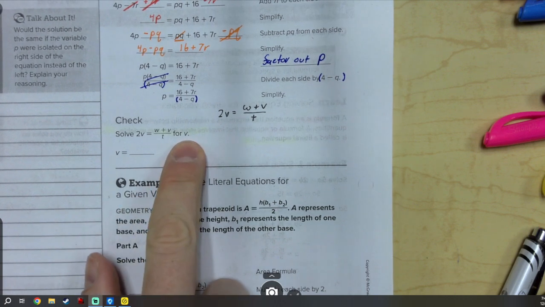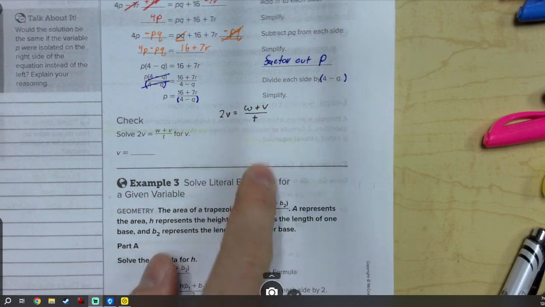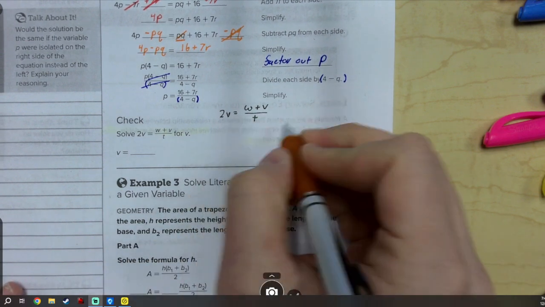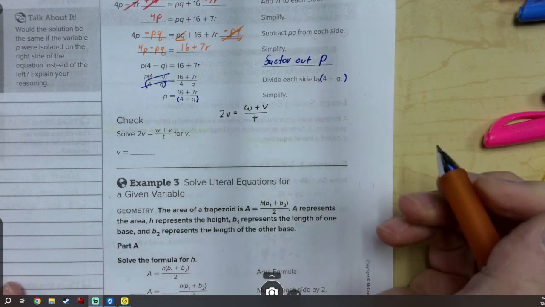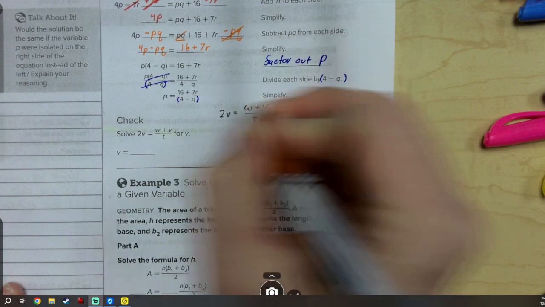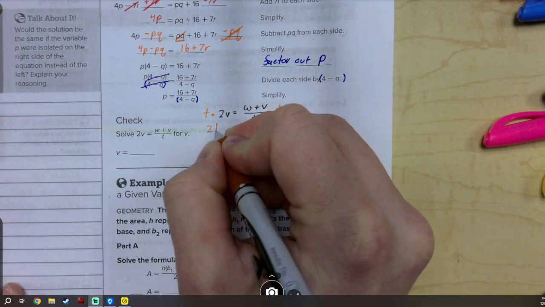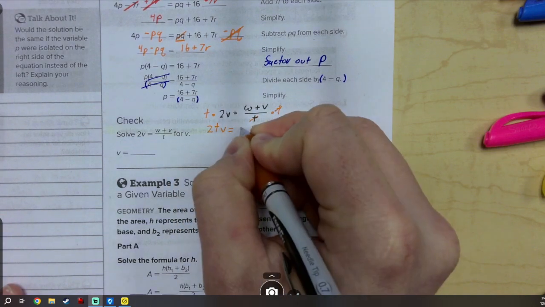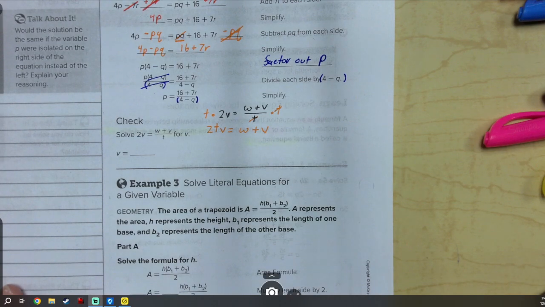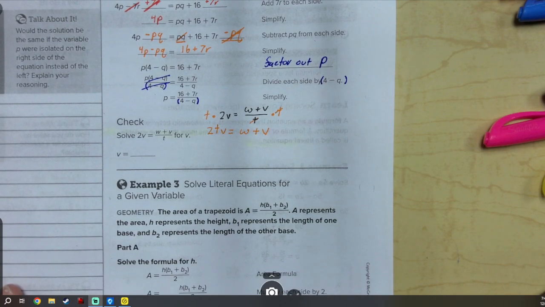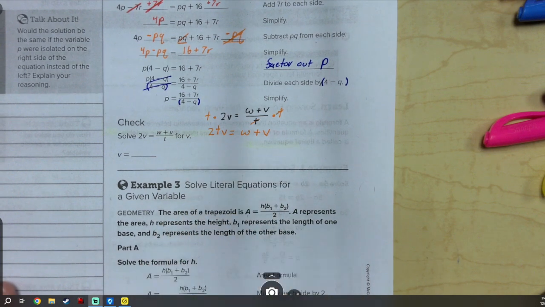All right, we have to solve for v. What we see is we have a v on the left and a v over here on the right. So we have to first get everything on a leveled playing field. We got to get rid of this t underneath by multiplying both sides by t. Cancel, cancel. I now have 2tv equals w plus v. Next up, I'm going to subtract v from both sides. That's going to get both my v's over here.